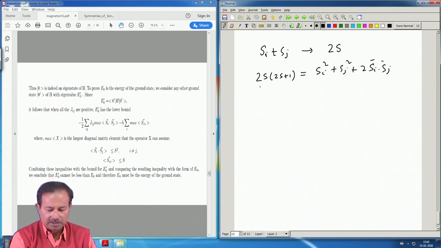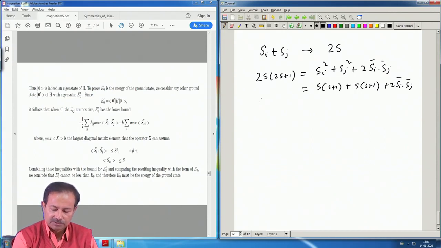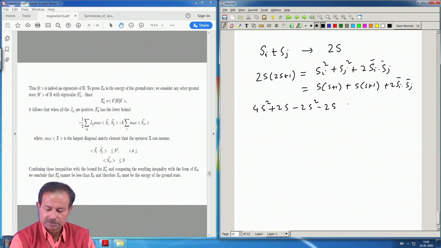So, I have the maximum on this side. Now, these two are basically S into (S plus 1). So S(S plus 1) plus S(S plus 1) plus 2 S_i dot S_j. This I bring onto the other side. So 4S square plus 2S minus 2S square, minus 2S, equals 2 S_i dot S_j.